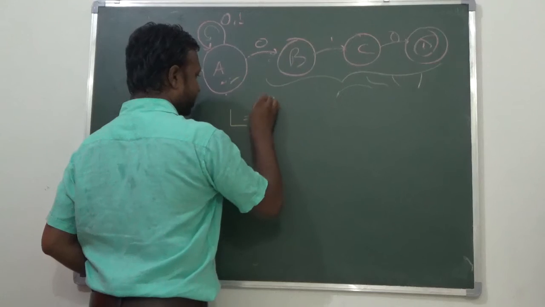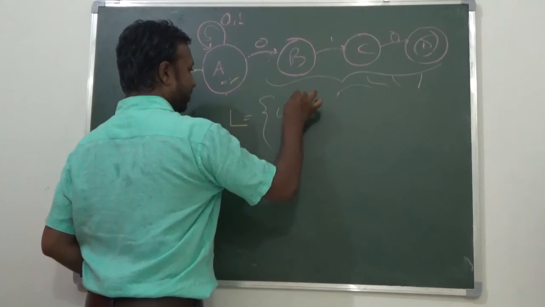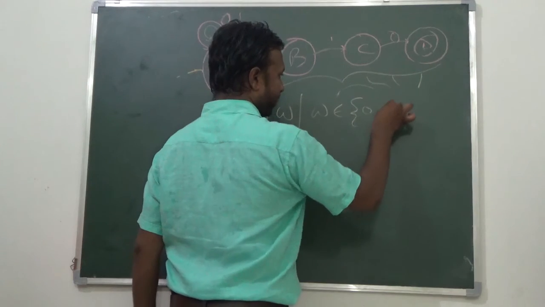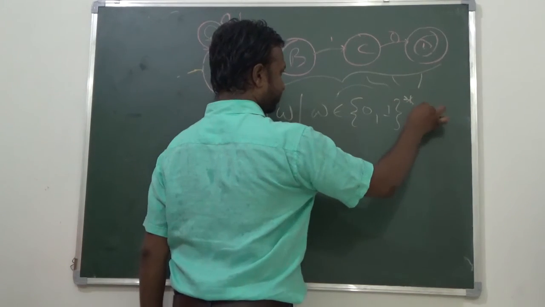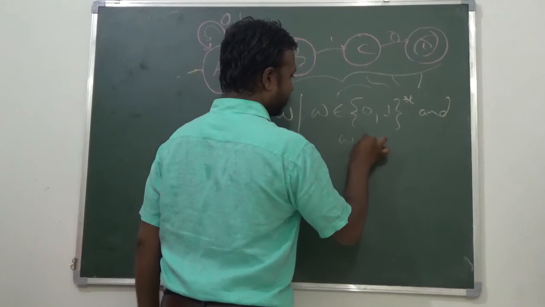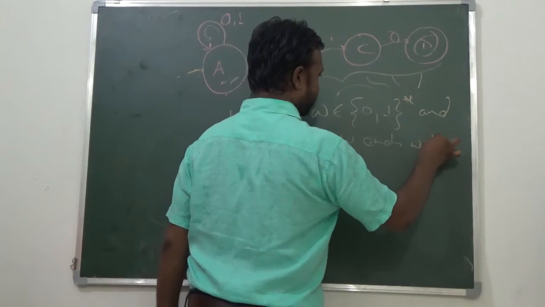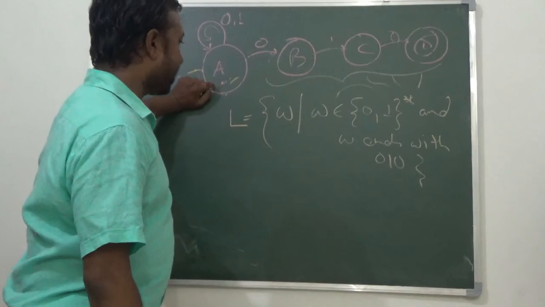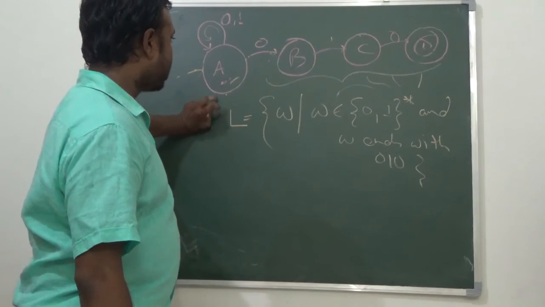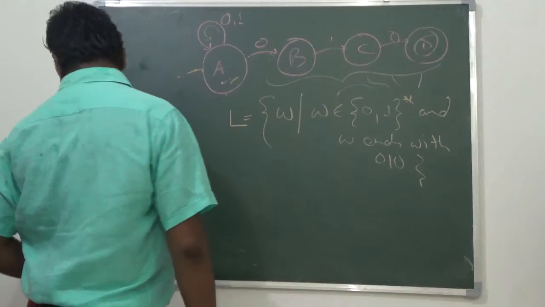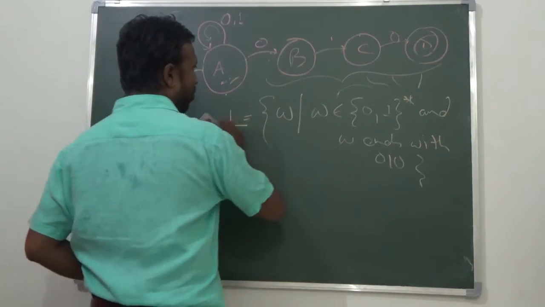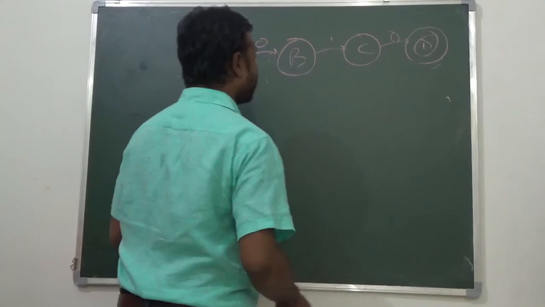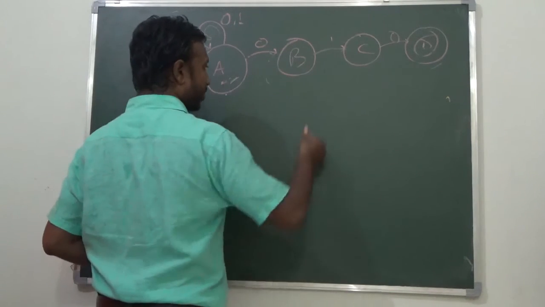So this particular NFA will accept the language L in which a string w is made of {0, 1}* and w ends with 0, 1, 0, right? So this particular language is accepted by this particular NFA. Let's test whether all the strings ending with 0, 1, 0 are accepted by this machine or not. Let's take one more example.